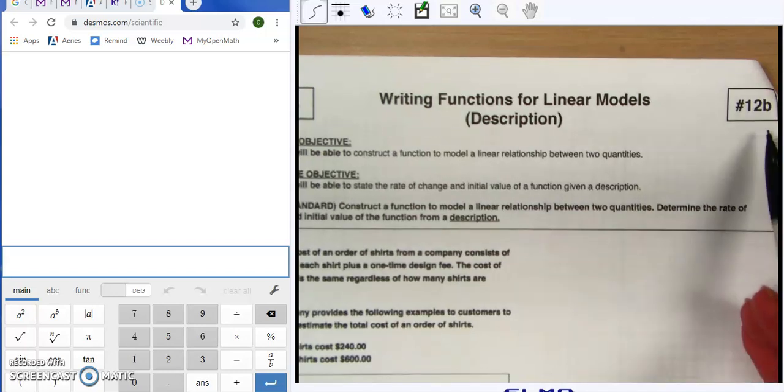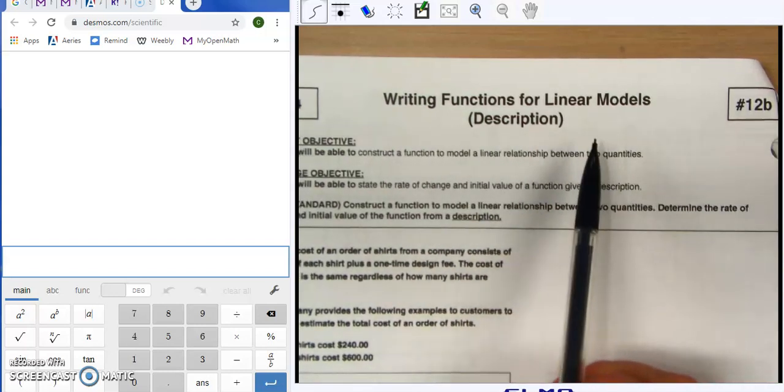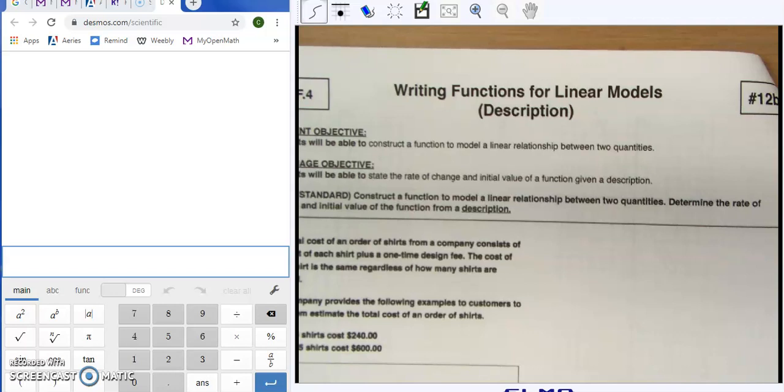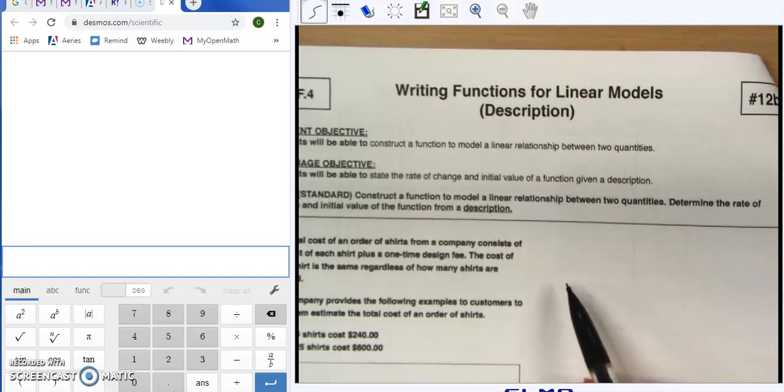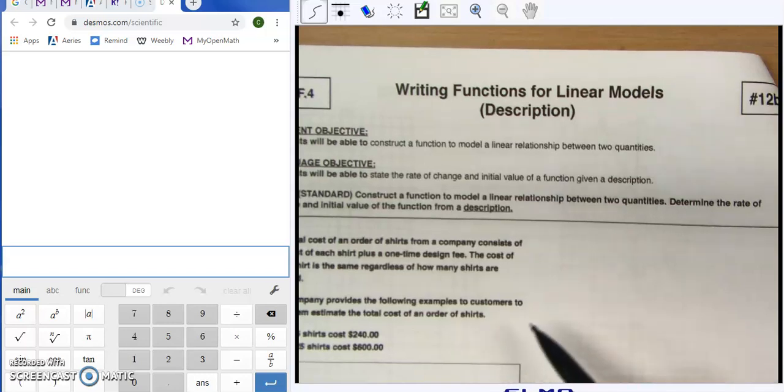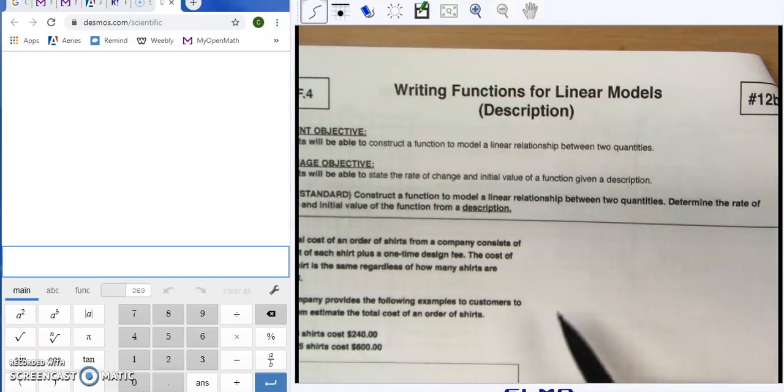Here we are with lesson 12B today, writing functions for linear models. Basically today we will be looking at word problems and figuring out the equations that go with them. This is really nothing new. Yet again, we're looking for where it starts and then how it changes. Today it's just going to be given to us in words.